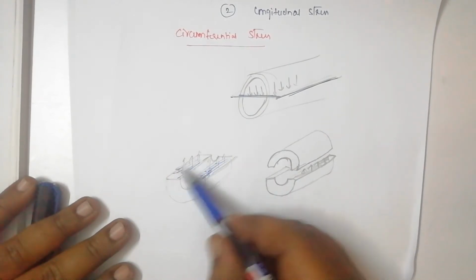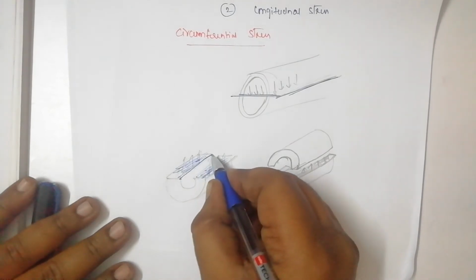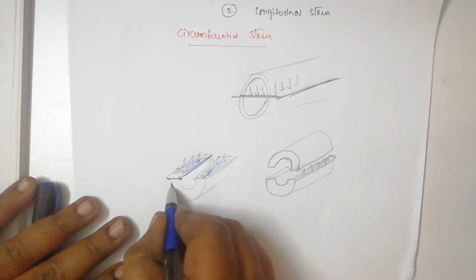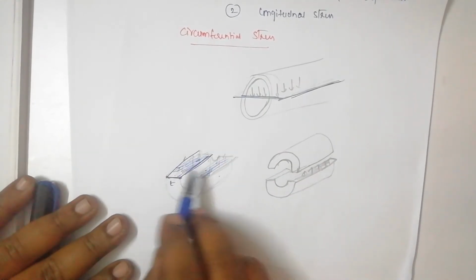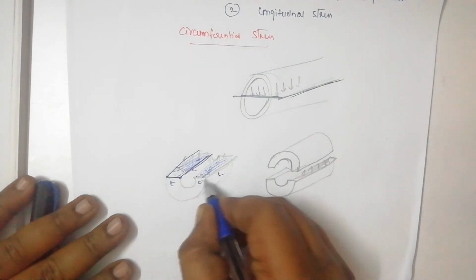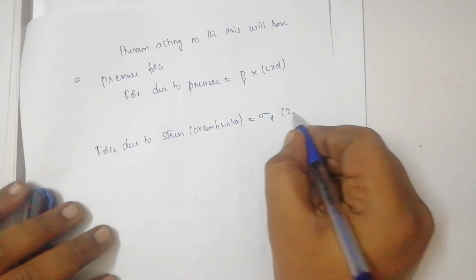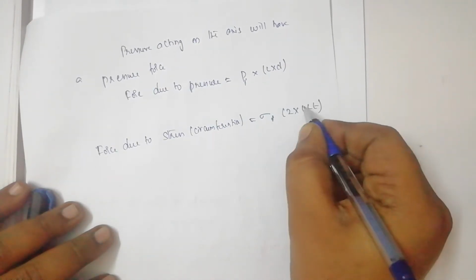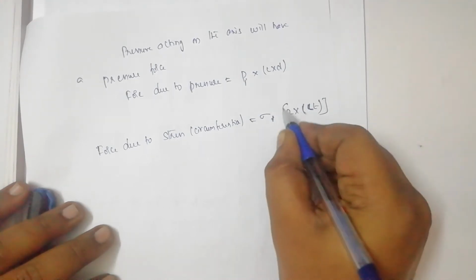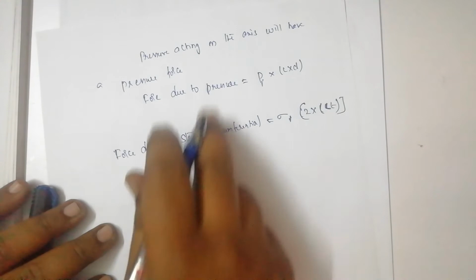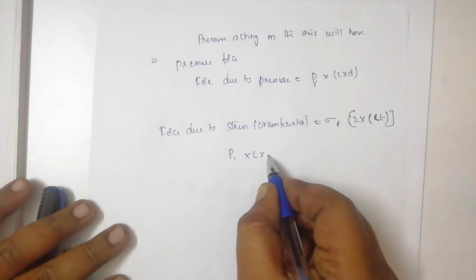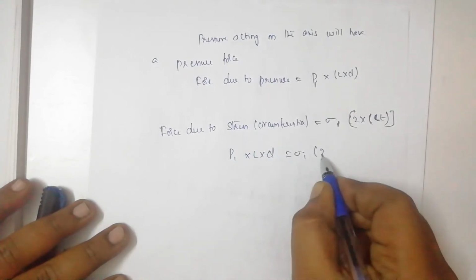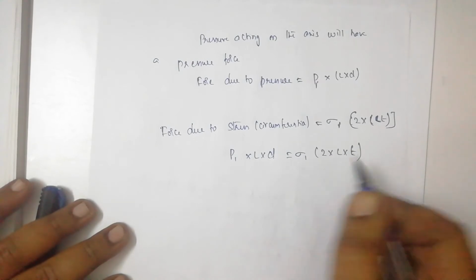This surface, what will be the area of this surface? This is your length, okay, this is your thickness. So it is having two surfaces. So this is also L into T, this is also L into T. So on two areas it is acting. So sigma 1 into 2 into LT, on two surfaces it is acting. So these two forces should be under equilibrium. Then Pi into L into D should be equal to sigma 1 into 2 into L into T.